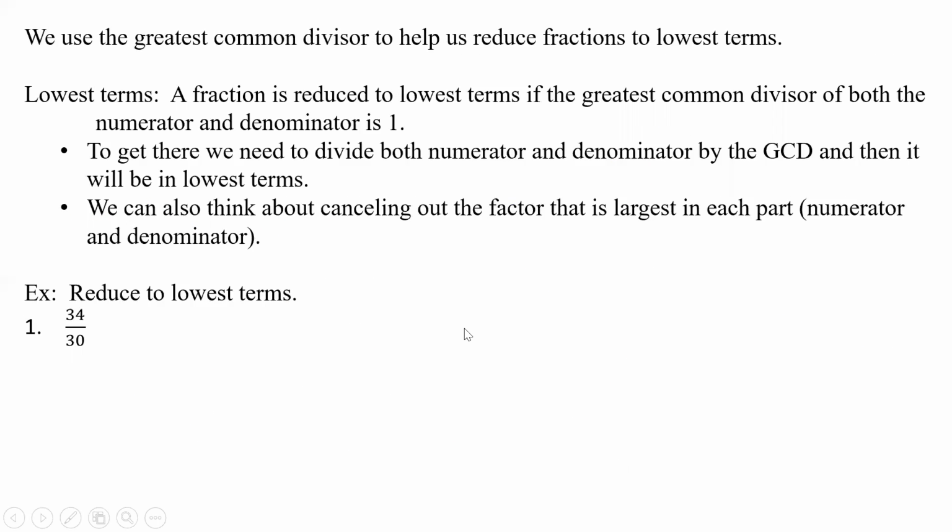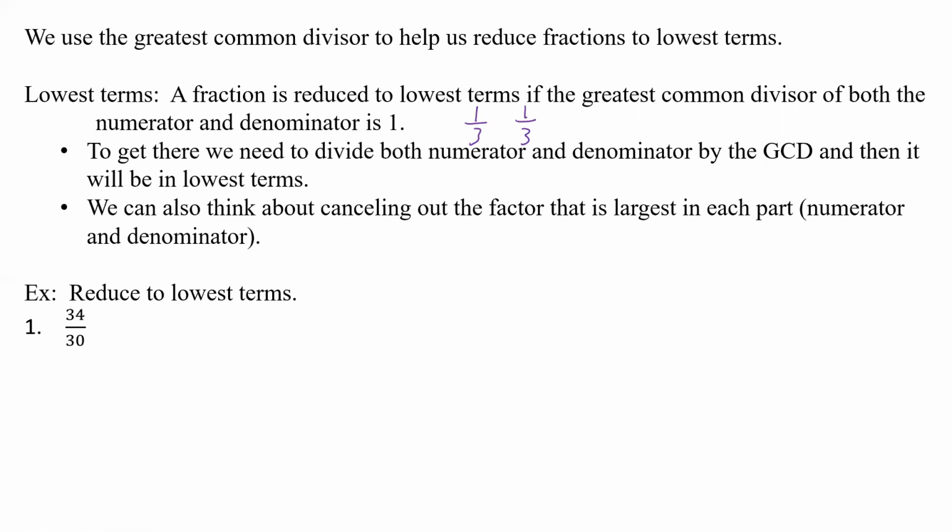Okay, so reading this out, a fraction is reduced to lowest terms if the greatest common divisor of both the numerator and the denominator is 1. So if we can't reduce it any further, and if we think about that, we had that 1/3. The only divisor of 1 is 1, the only divisors of 3 are 1 and 3, and we can't reduce that. So that is as low as we can go. Now, to get there, we need to divide both the numerator and the denominator by the greatest common divisor, and then it should be in lowest terms.